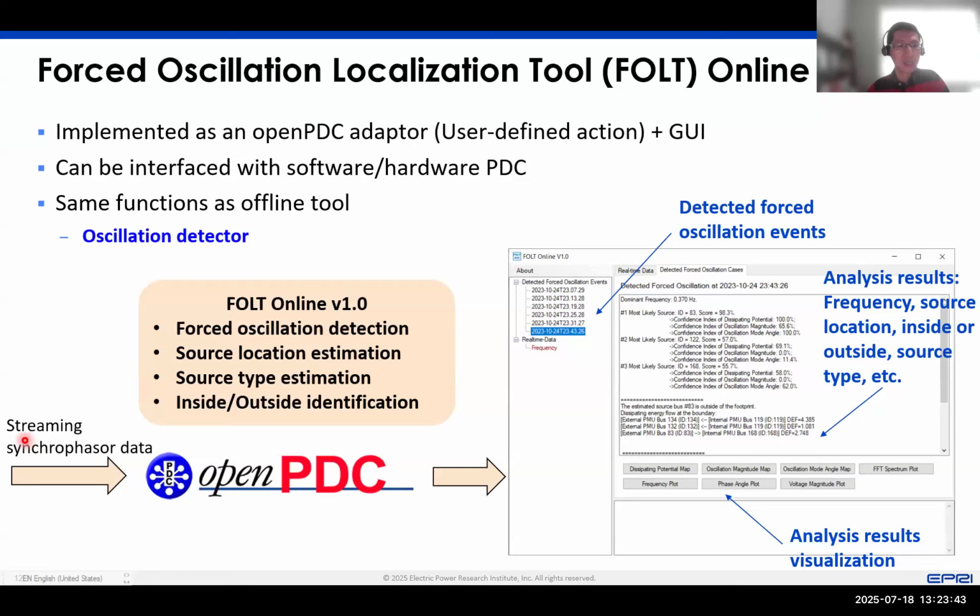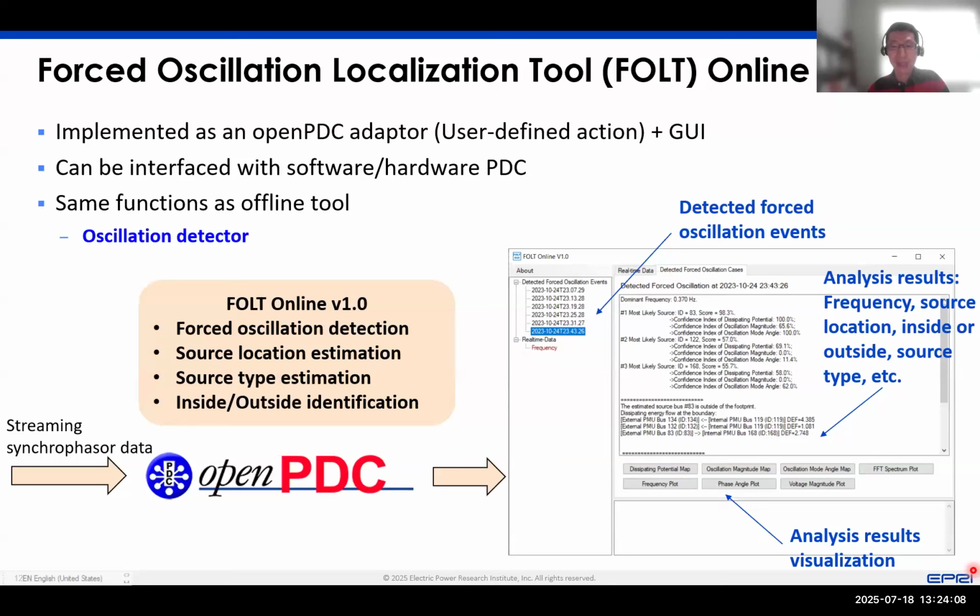So you can see here, the streaming synchrophasor data will be the input of the tool, and the tool is able to automatically detect the forced oscillations. After the oscillation is detected, the tool is able to automatically perform the advanced analysis to estimate the source location, source type, and also identify whether the source is inside or outside the footprint.